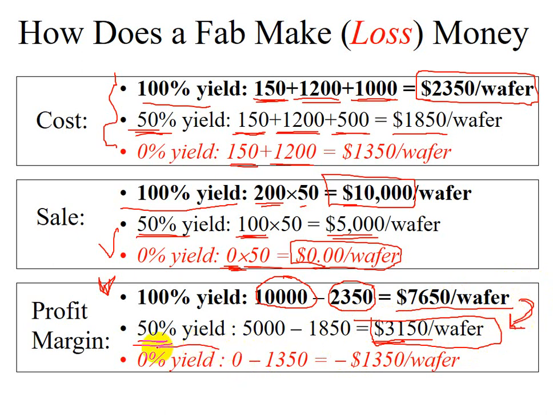Again, no yield, no sales, and then you will lose your wafer and process fee. So you can see here, the higher the yield, the higher the profit margin. So higher yield is the goal to pursue for each single process step.